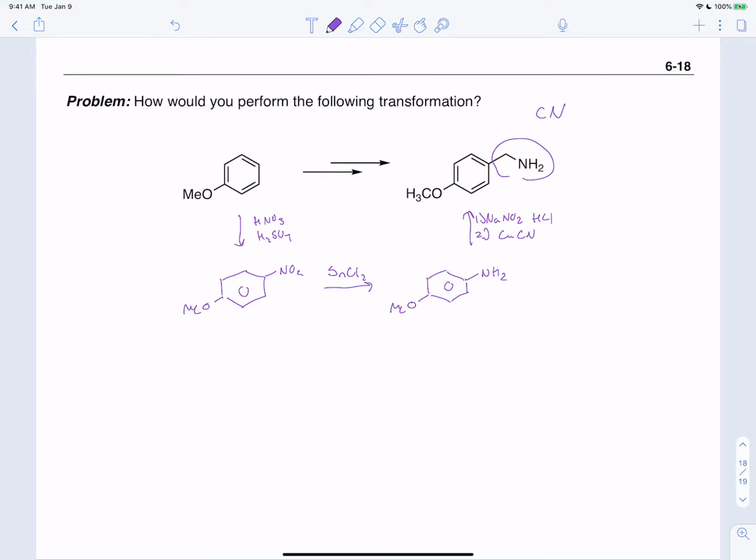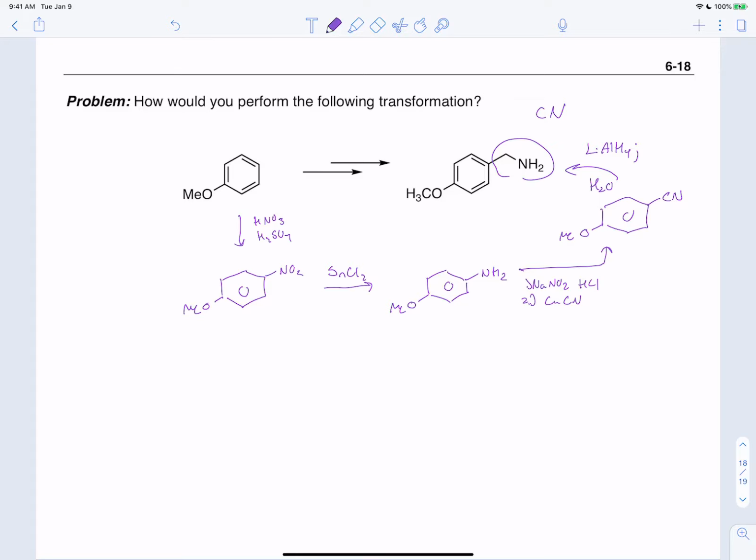Oops. I need to redirect this. We need one more step. Let me delete this. Move this over here. This will give us our nitrile. And the nitrile can be reduced with lithium aluminum hydride, followed by aqueous workup.